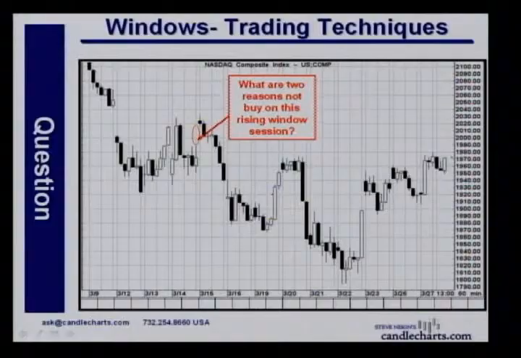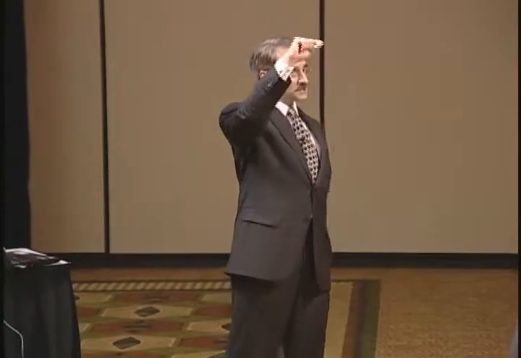Okay. Just very quickly, what are 2 reasons not to buy on this rising window? And the concept here is looking at the overall technical picture. Candlesticks should not be viewed in isolation. We have to look at it through the prism of current market conditions. And we saw it before, we had some doji and shooting stars, but current market conditions, the markets were making higher closes. And even when we confirmed a low close, we had a rising window.